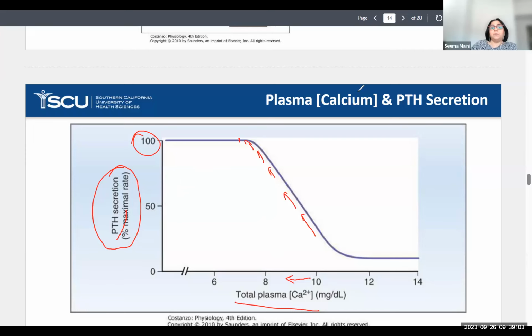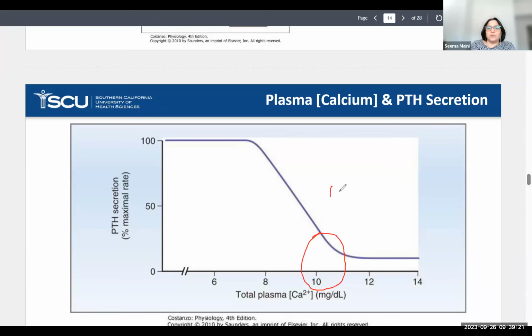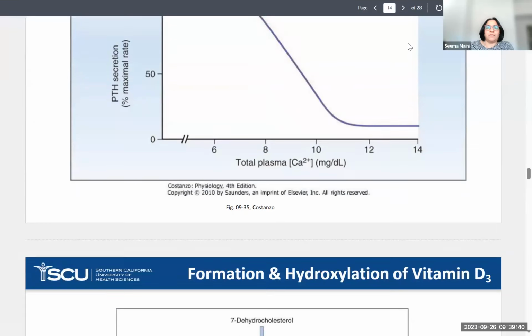Okay. Or you can also talk like this. As the parathyroid hormone levels decrease, plasma calcium levels also decrease. So we say this is the normal range, 10 to 12 milligram per deciliter. As there is hypocalcemia, parathyroid hormone levels increase. As the calcium levels increase, PTH levels decrease. Okay. So that is the effect of parathyroid hormone on calcium levels.